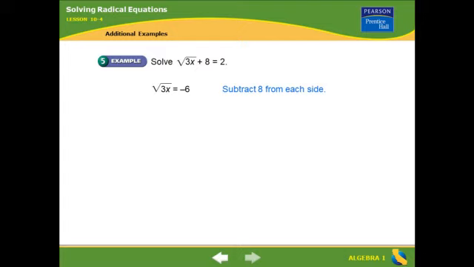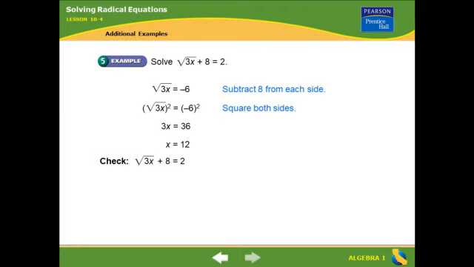Since the radical expression here is isolated, square both sides. So squaring the left and the right side, we will come up with the square of the square root of 3x, that is 3x, equals the square of negative 6, that is positive 36. So to solve for your x here, divide that one by 3. So x therefore equals 12.